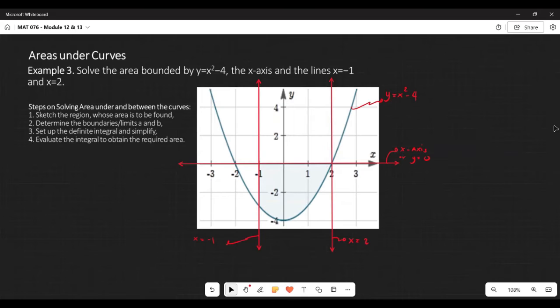So first, we sketch the region. So na-prepare na natin yung sketch para hindi na tayo mag-sketch dahil alam nyo naman na paano mag-graph. Next is we determine the boundaries or limits a and b. So dito, ito yung boundary natin, hindi ba? Ayan. So ngayon, identify na natin yung limits. So paano natin i-identify? Set up muna natin yung strip na gagamitin natin. Okay?